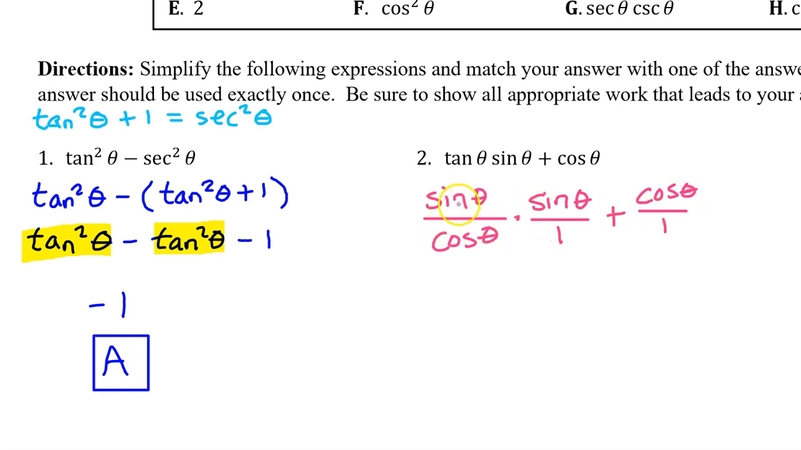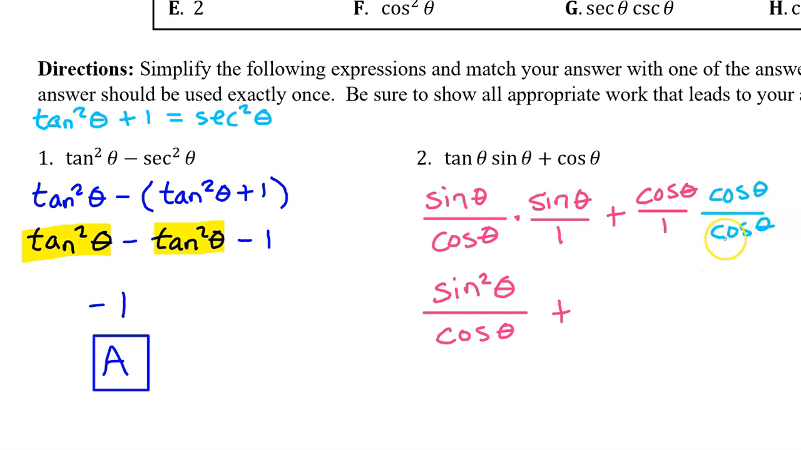On the next step, I see that we have sine squared theta over cosine theta, multiplying straight across. Okay, but as I get ready to write this term over again, I would like to have like denominators. So let's multiply by cosine theta over cosine theta. So that way we will have like denominators. So on the next step, we will actually have cosine squared theta over cosine theta.